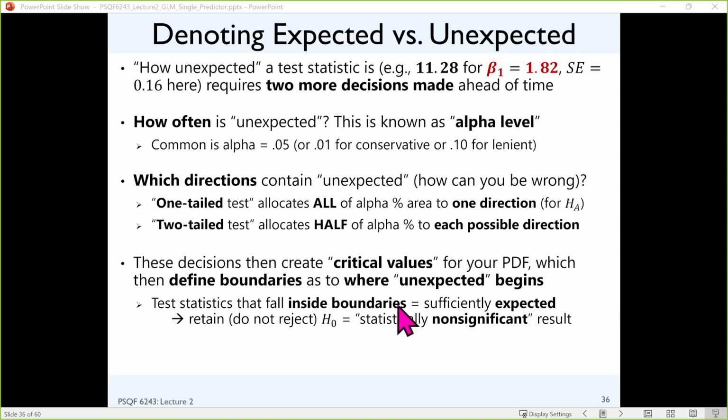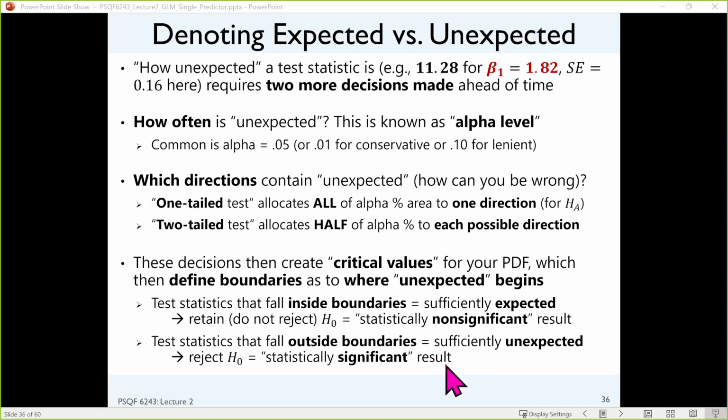So inside the boundaries means the result is sufficiently expected. It's non-significant. Retain the null hypothesis. The opposite then, the 11. So the 11.28 from our current example, for instance, way outside the boundaries. Really, really unlikely. It would happen less than 0.0001% of the time if 0 was the true value. That's sufficiently unexpected by our definition, we would say that we reject the null hypothesis. It's unlikely that our sample came from a population where the true answer is 0, and we would call that slope statistically significant.